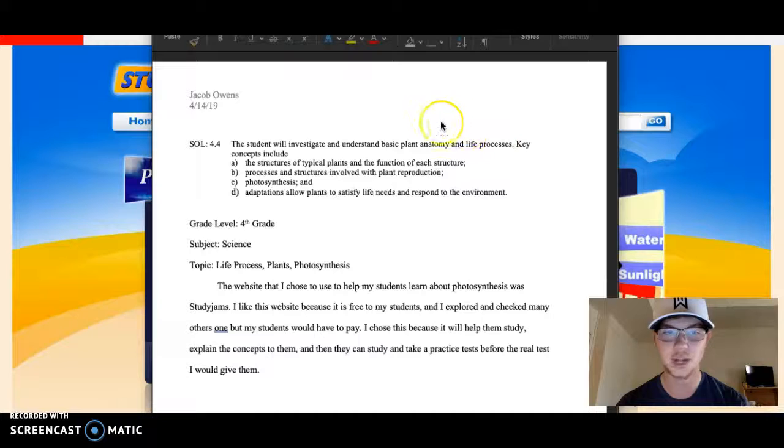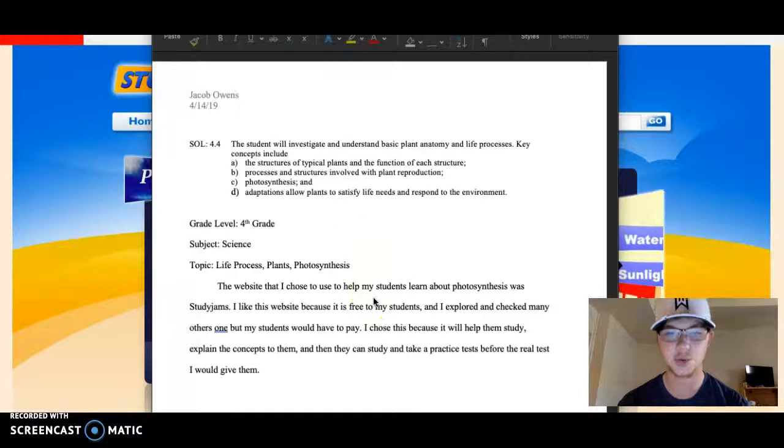But first off, the SOL that I picked was SOL 4.4. The student will investigate and understand basic plant anatomy and life processes. The key concepts include the structures of plants, process and structure involved with plant photosynthesis, and adaptations that allow plants to satisfy life needs and respond to the environment. But for this certain lesson, we're going to focus on photosynthesis. It's grade level 4, it's science, and like I said, the topic will be photosynthesis.